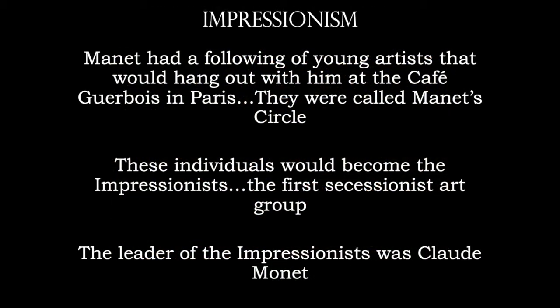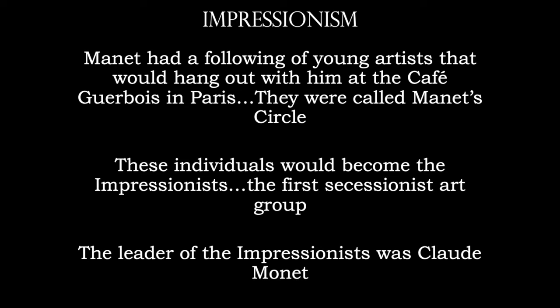But during the lecture on Manet, I did not tell you that he had a following of young artists that would hang out with him every evening at the Café Guerbois in Paris. They were called Manet's Circle, and they sat in what was called the Artist Corner, and they talked about art with a capital A. These individuals are going to become the Impressionists. This is the very first secessionist art group that we have.